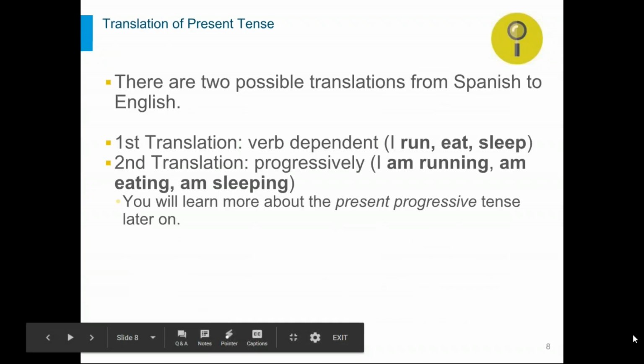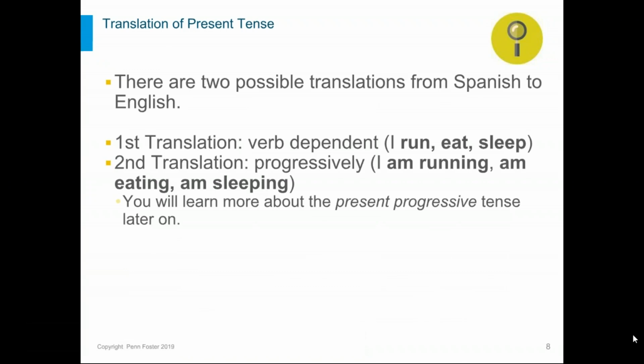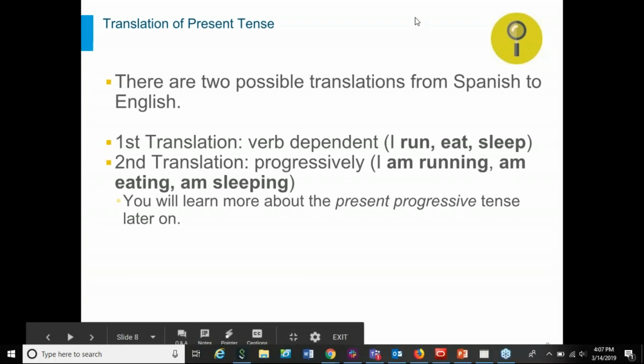On this slide, we're going to start talking about how the present tense translates into English, and it has two possible translations. The first one is verb dependent, meaning there's really not one clear, definitive way that a present tense verb will translate into English from Spanish. You see some examples on the slide there. I run, I eat, I sleep. None of those really sound alike. They do look and sound quite different from one another.